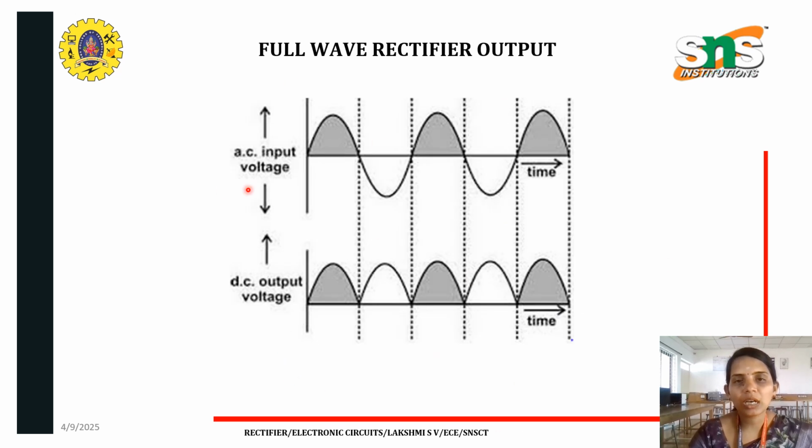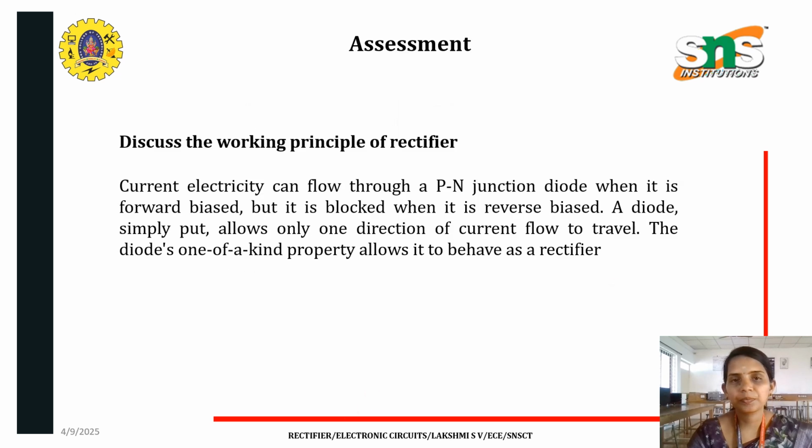This is how the half wave rectifier and full wave rectifier output looks like. This is the AC input. We could see the DC output voltage at both the half cycles.